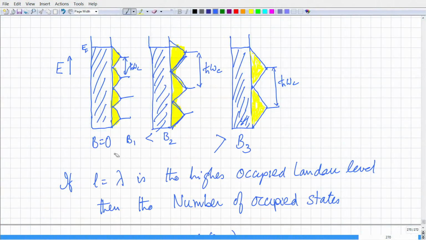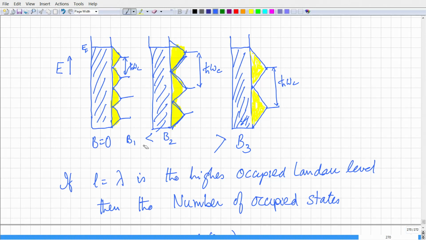For example, when B is 0, there is a continuous set of states which are occupied. When B is non-zero, you see that there are discrete states which are harmonic oscillator states. These harmonic oscillator states get filled up, and depending upon the value of B, the degeneracy increases, and the energy of these harmonic oscillators, which is proportional to B, also keeps increasing. So when the level goes above the Fermi level, the electrons that were there somewhere here will fall back into this one, because there are extra states available as the degeneracy increases with B.